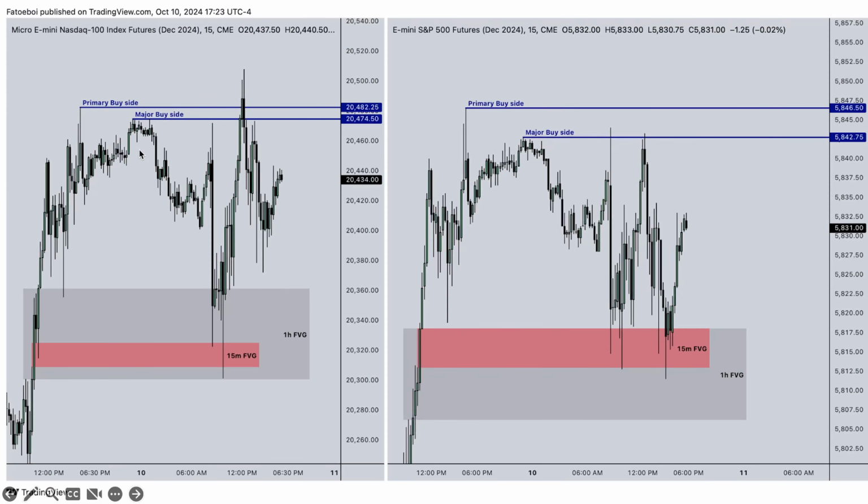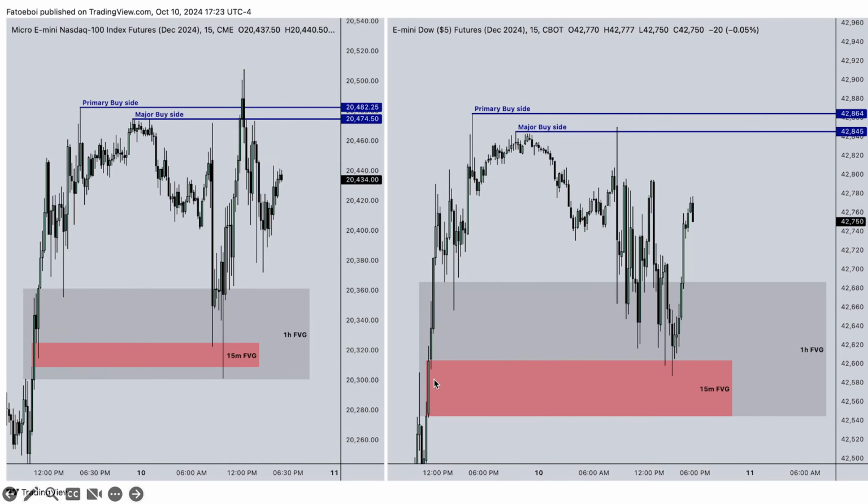So then we have the price delivery algorithm. We have primary buy side, major buy side on the Nasdaq and on the S&P. We have minor buy side taken on the CPI data, so we have an SMT, and now we don't go up to primary buy side in the NQ. We do, and it looks a little bit different from each other. We have one fair value gap resting here in the Nasdaq, and in the S&P we have one fair value gap resting here. Now with the Dow Jones, these inefficiencies look the same. This high is also being taken, so we failed to swing this high, which is momentum for down and then up.